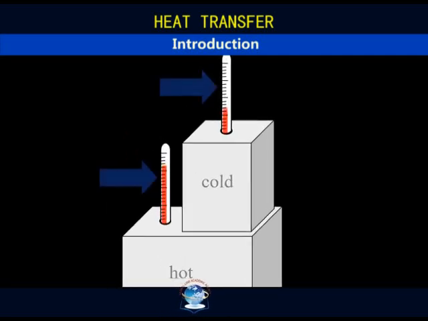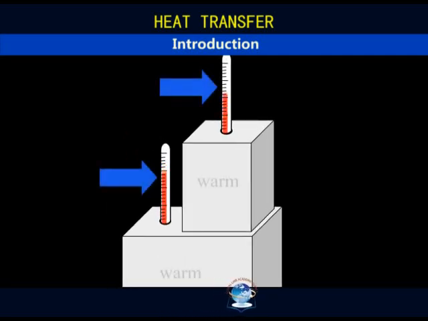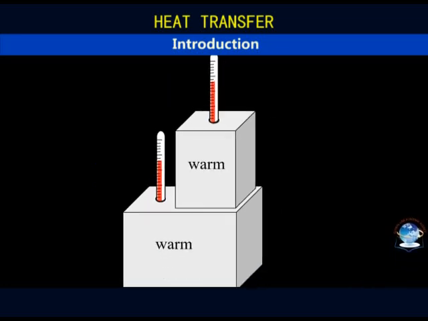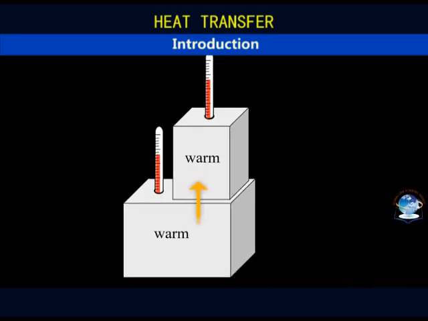One is gaining heat and the other is losing heat. Again, we know that because we can see the changing temperatures from the thermometers. What happened is that heat has been transferred from the hot block to the cold one. And this happens until both blocks are at the same temperature. In other words, both have the same amount of heat.